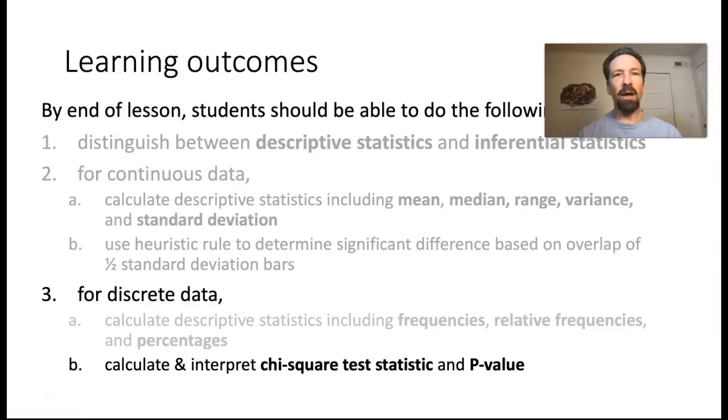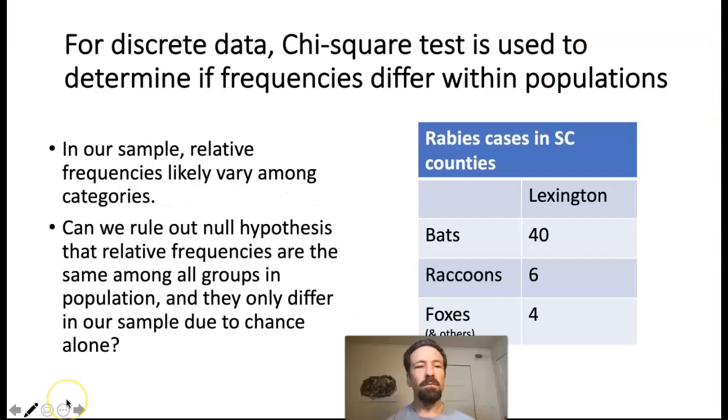We've been talking about biostatistics, and in this lesson we are going to focus in on analysis of discrete data, and specifically how to calculate and interpret chi-squared test statistics and their associated p-values. For the discrete data, the chi-squared test is used to determine if frequencies differ among categories within populations. This is easier to understand with an example.